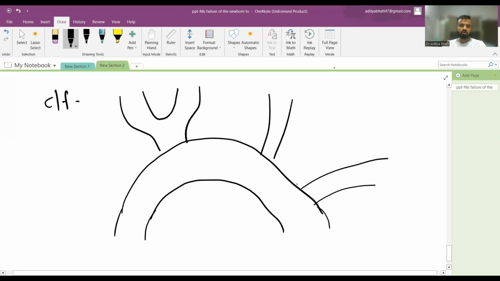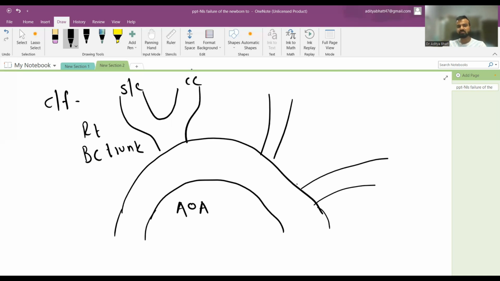Okay. So this is the arch of aorta, and on the left side of your screen, you will see that this is a brachiocephalic trunk. Brachiocephalic trunk on the right side will lead to the subclavian and common carotid. And on the left side, common carotid and subclavian have different origins. So these are the branches of aorta.